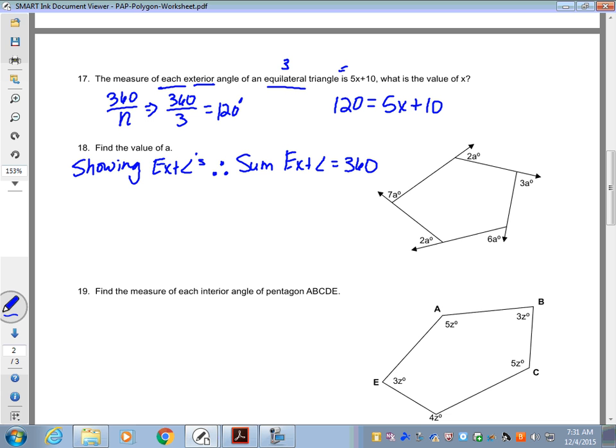On 18, again, let's go ahead and start this. Anytime we see these extensions of the sides right here, see how they extend the side out? They're doing that to show the exterior angle, okay? And basically, the sum of the exterior angles is always 360. So they're showing you the exterior angle, so always use 360. And then basically that just lets me know that my equation is going to equal 360.